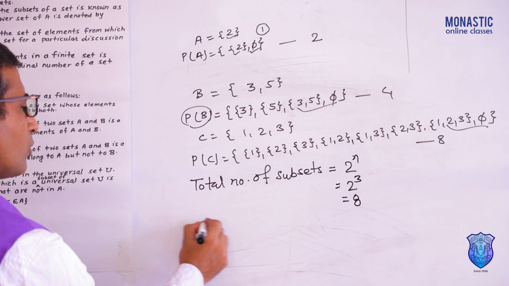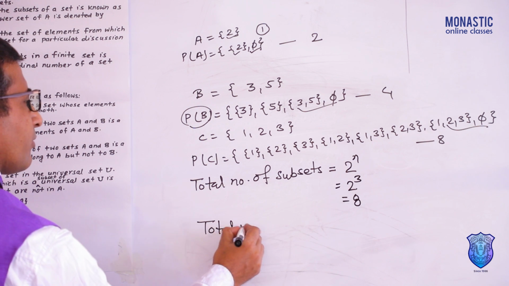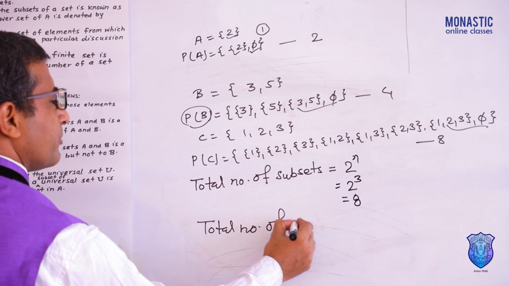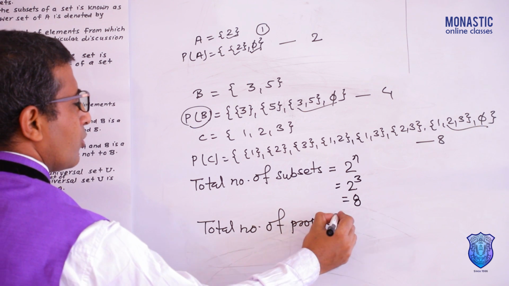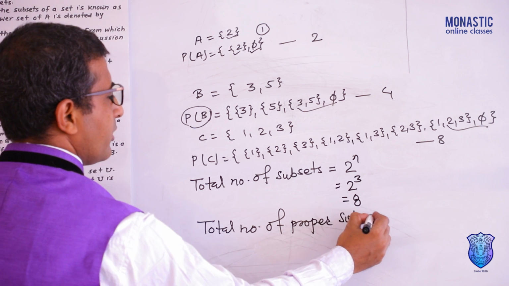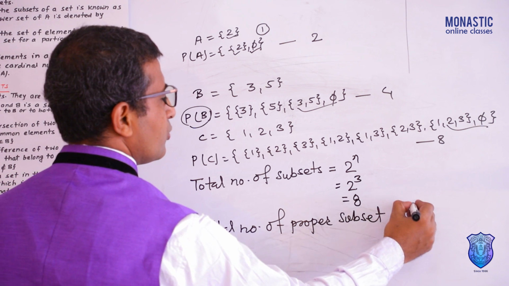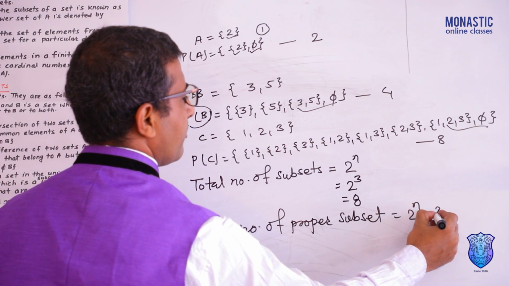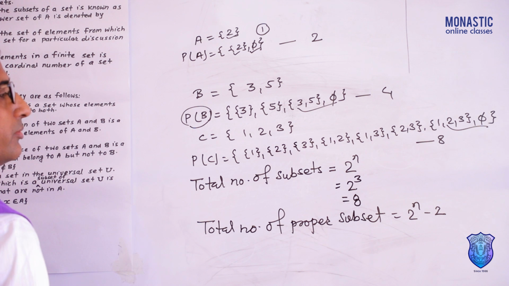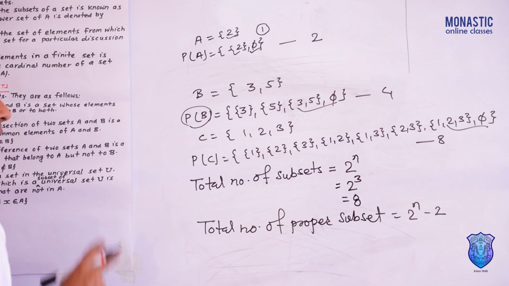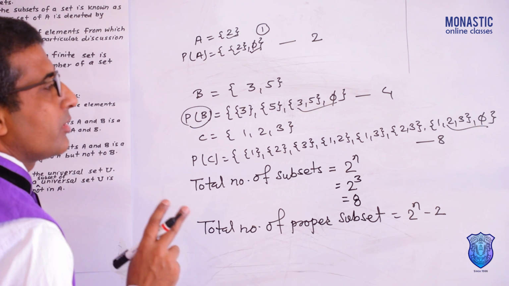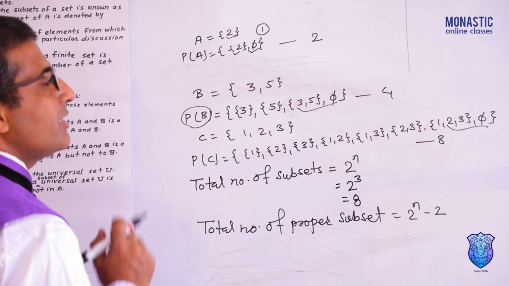So what is the total number of proper subsets? The total number of proper subsets is 2 to the power n minus 2, because every set has two improper subsets, that is the null set and the set itself.